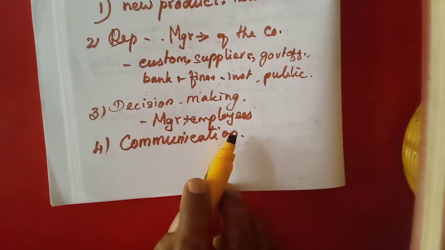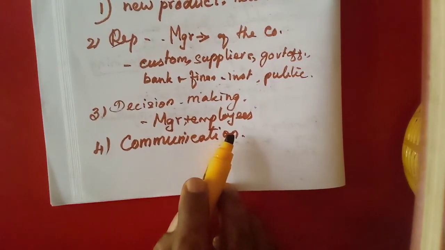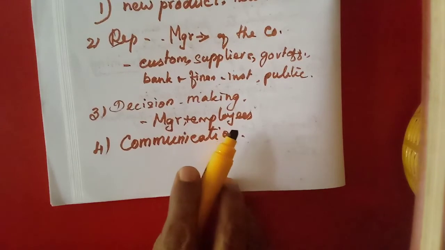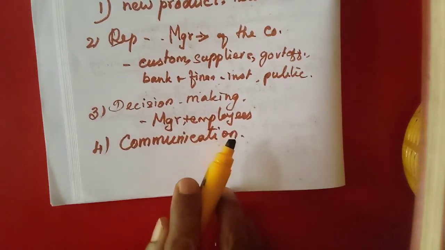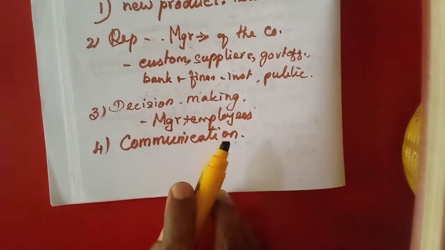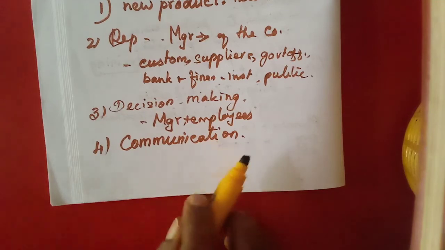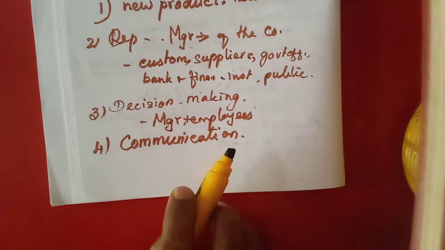What's in our mind? Thoughts. We have to convey our thoughts through words to others, isn't it? So that is called communication. So communication is very essential. The way we communicate only, that depends upon the success of the organization. If a manager communicates very harshly, or not at all, will the employees work properly? No. So communication is very essential.